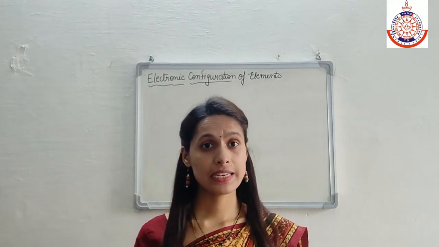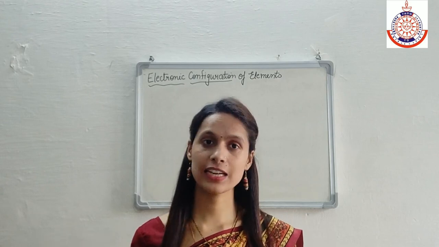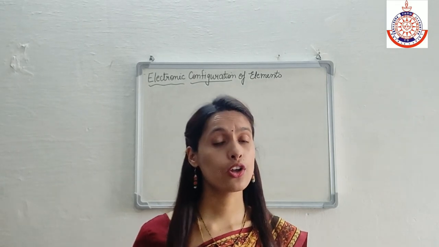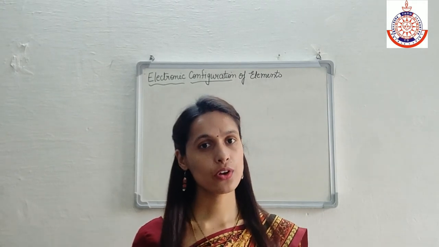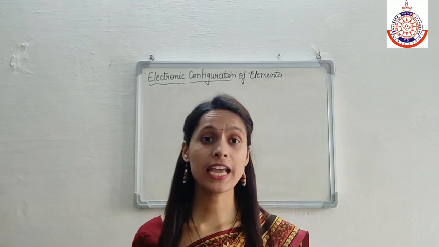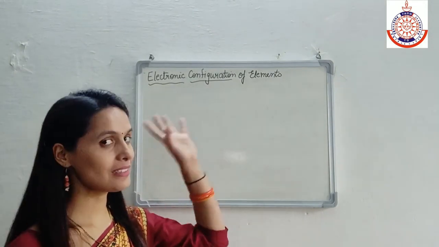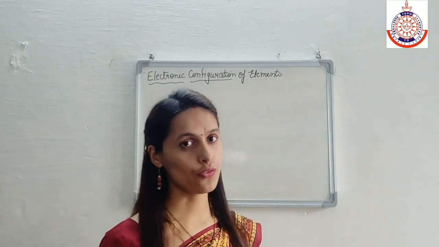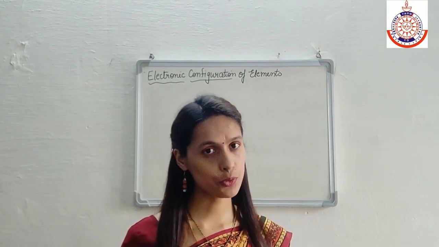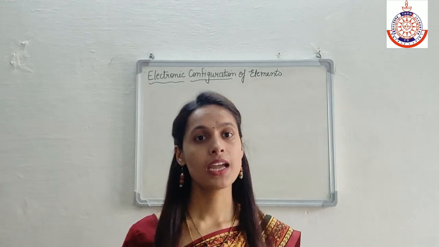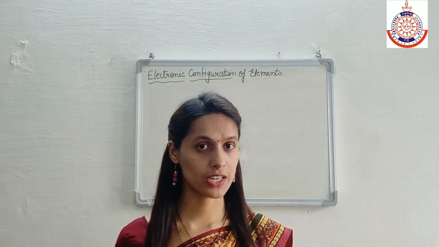Students, today we'll learn about the electronic configuration of an element, that is, how we can write the electronic configuration of an element on the basis of spdf notation. Before writing the electronic configuration of different elements, first of all we have to know the meaning of the term electronic configuration. So what is electronic configuration? Electronic configuration is the arrangement of electrons in different shells, subshells and orbitals of an atom.